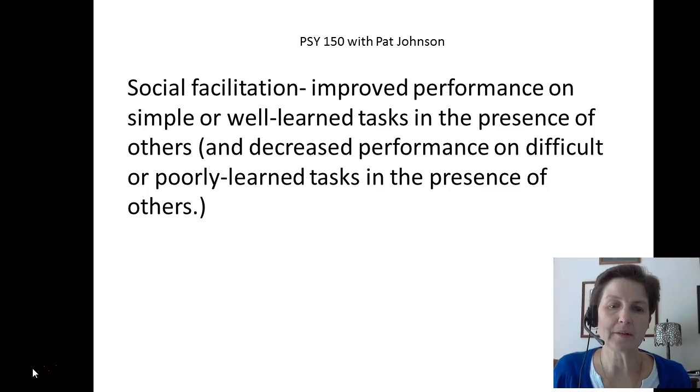So what's going on? Well, let's start out with our fancy definition of social facilitation, and then we'll go into some animal and human examples and talk about the factors that are involved. Social facilitation is the improved performance on simple or well-learned tasks in the presence of others. And then I also put in parentheses, and decreased performance on difficult or poorly learned tasks in the presence of others.